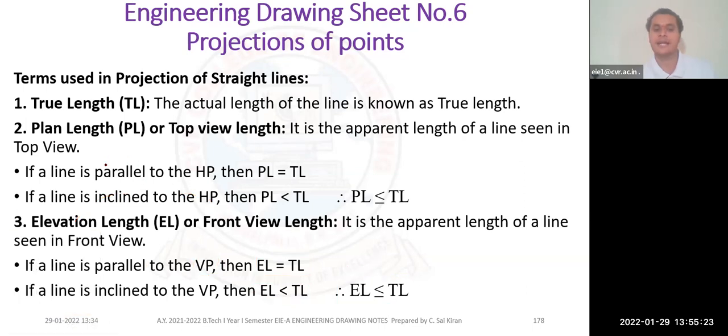Okay. Whenever a line is parallel to HP, then plan length equals true length. Whenever a line is parallel to VP, elevation length equals true length. And whenever a line is inclined, any inclination, whether 0 degrees, 1 degree, to 89 degrees, whenever there is inclination, plan length is less than true length. Similarly, elevation length is less than true length if the line is inclined to VP.